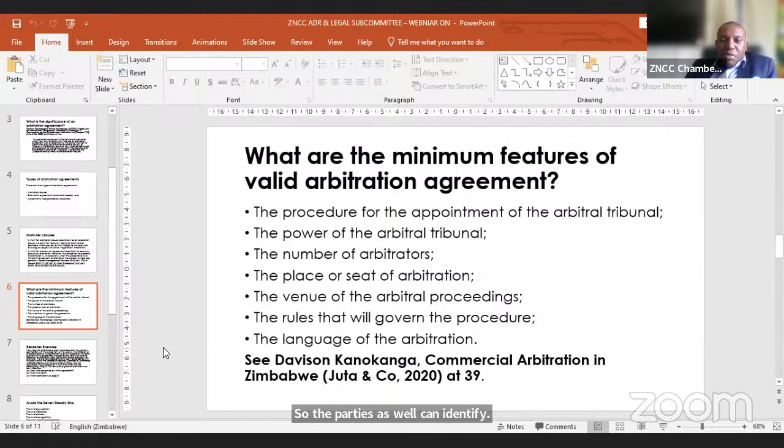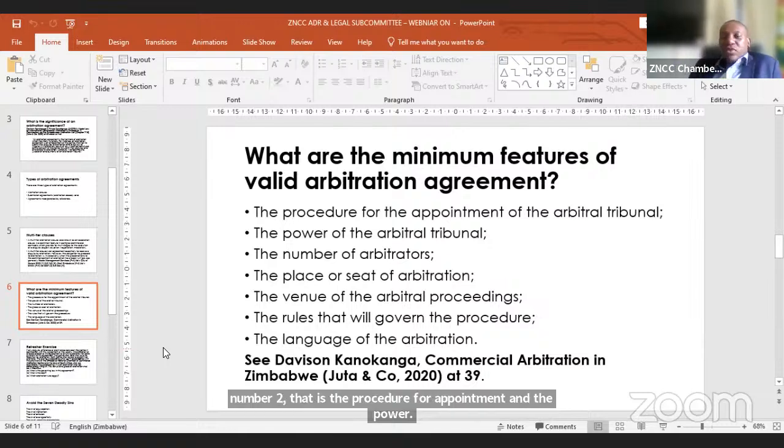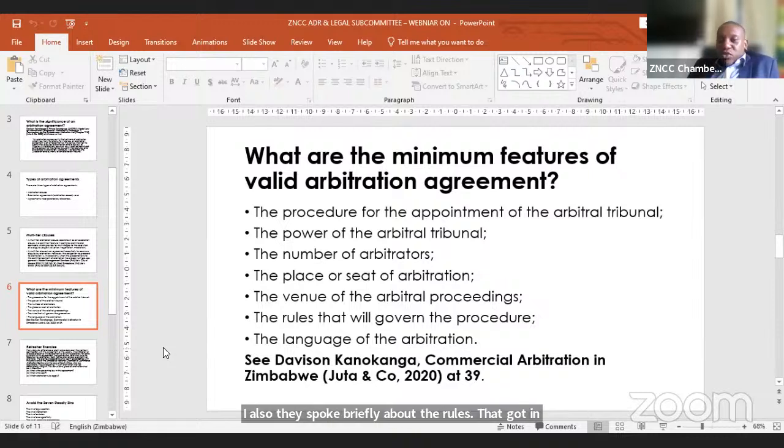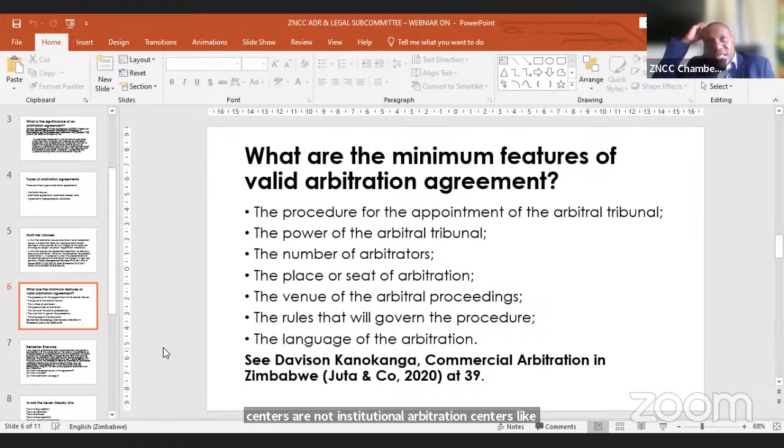I think when I was speaking about items number 1 and number 2, that is the procedure for appointment and the power, I also spoke briefly about the rules that govern the procedure. At this juncture, it's important to mention that there are ideally 2 types of arbitration: ad hoc arbitration and institutional arbitration. In Zimbabwe, we apply the ad hoc method in that our arbitration centers are not institutional arbitration centers like in most countries. In Kenya, they've got their center. In Kigali, they have a center. Ours is not yet that advanced, although we are working towards that.